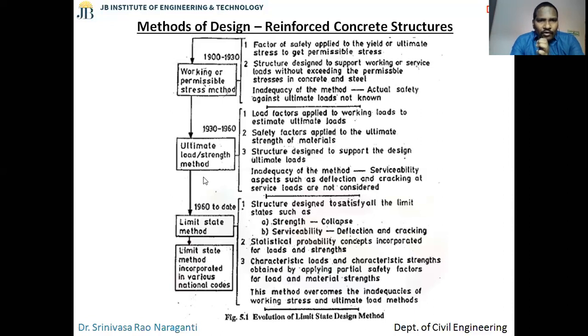Now again, after a lot of research, in 1960 and after that, a new method called the limit state method was proposed. This is a method which took into consideration the strength, in the sense of material failure, at what load the material will fail. When any structural element fails, it can fail because of flexure, in the sense of bending action, or it can fail because of shear, or because of compression. So those different failures were considered. At the same time, serviceability was also considered.